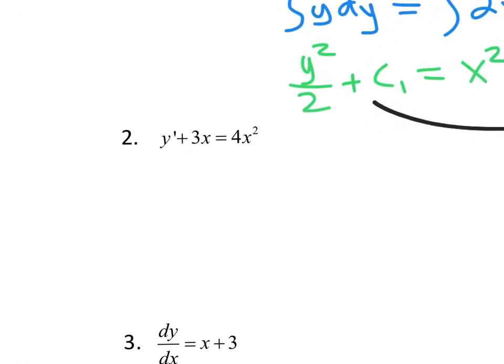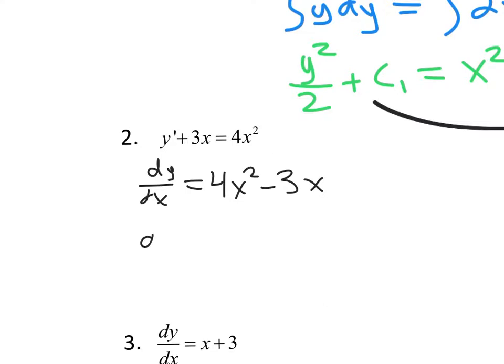Number 2, the main difference here is that it's not written in dy/dx form. We're going to switch it to that to make it easier. So we're going to change this to dy/dx, and I'll subtract the x to the other side in the same step here. So 4x squared minus 3x. Now I'm going to separate my variables, so I'm going to have y's on the left and x's on the right. All I need to do is bring the dx over. So now my problem is going to be dy equals 4x squared minus 3x dx.